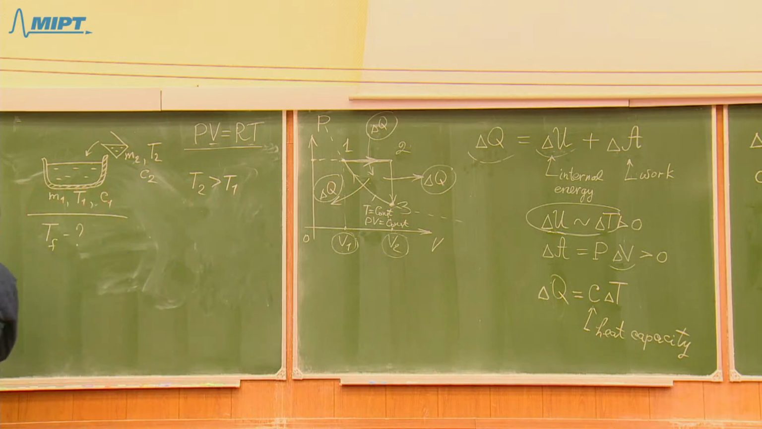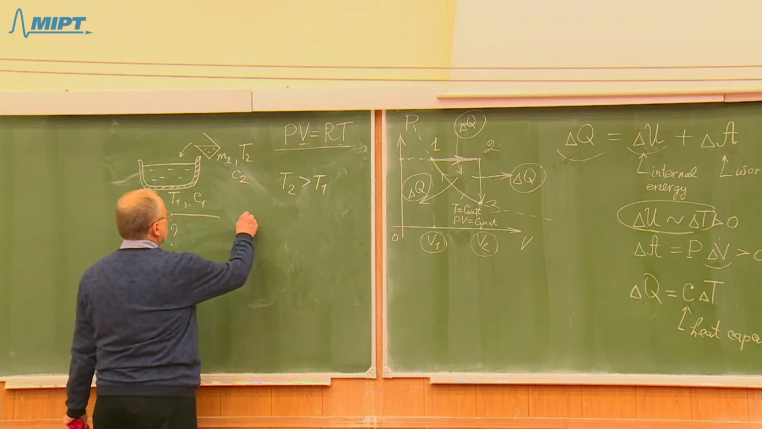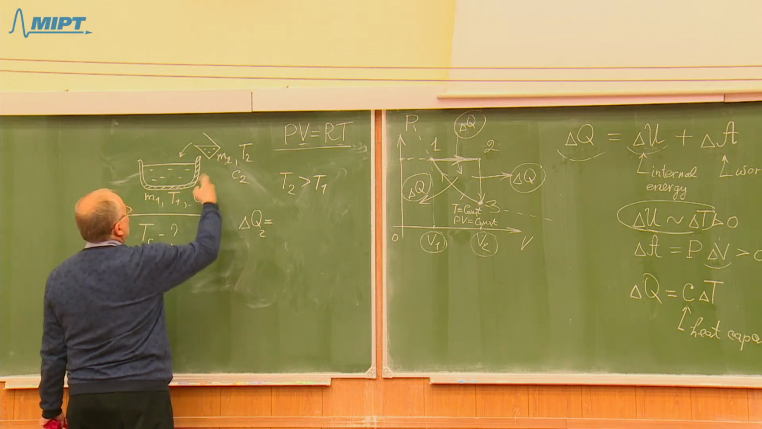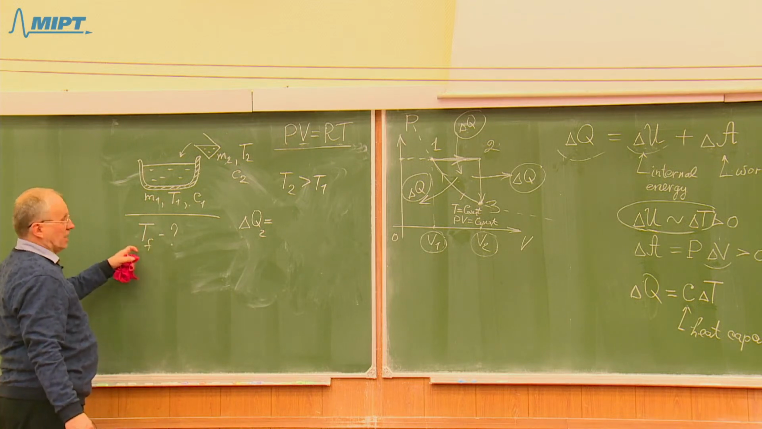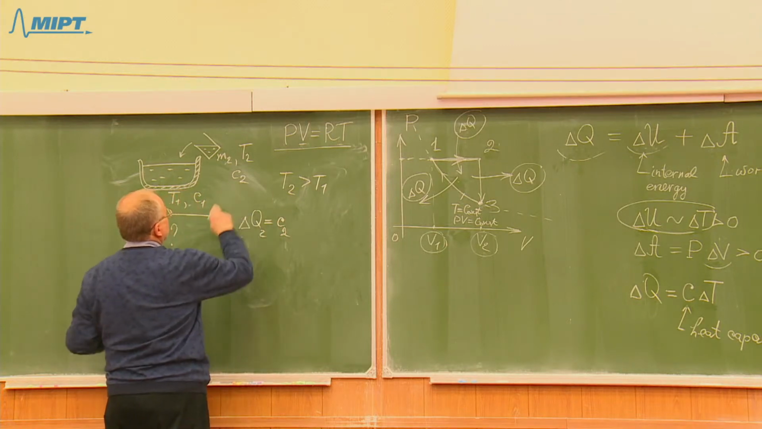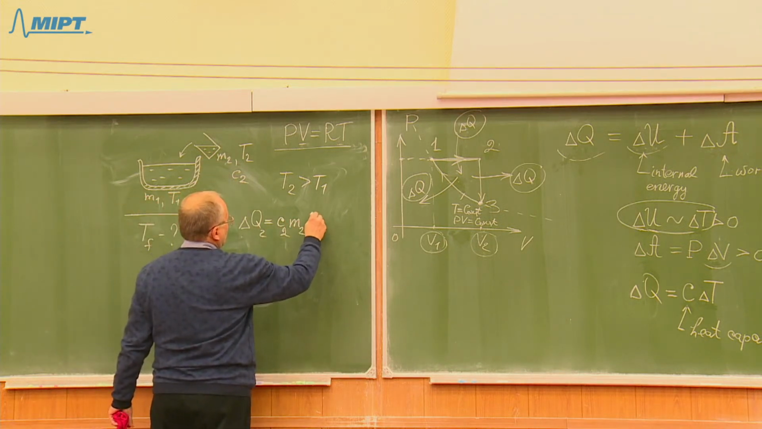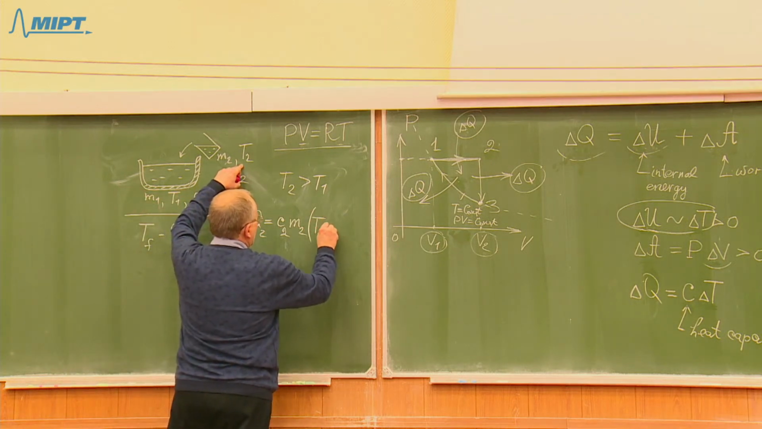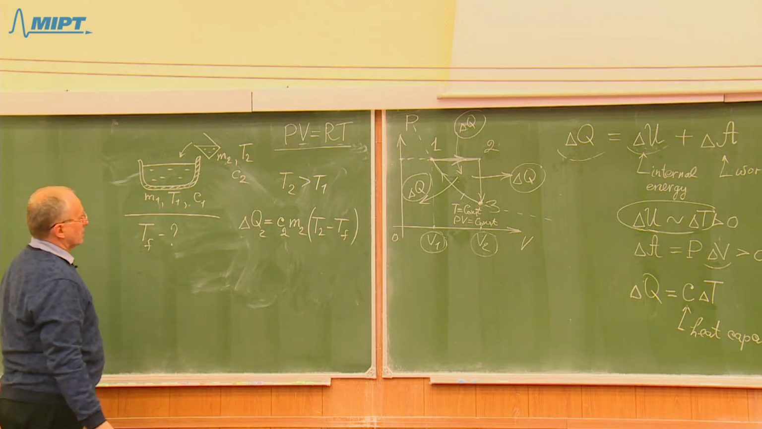And we must use the energy balance to solve this problem. So how much heat energy will be released when the hot liquid is cooled down to its final temperature Tf, which is unknown? We have to take the specific heat capacity of the second liquid, multiply by the mass of the second liquid, and by the change in temperature, the initial temperature T2 minus final temperature. That amount of heat will be released by the second liquid.